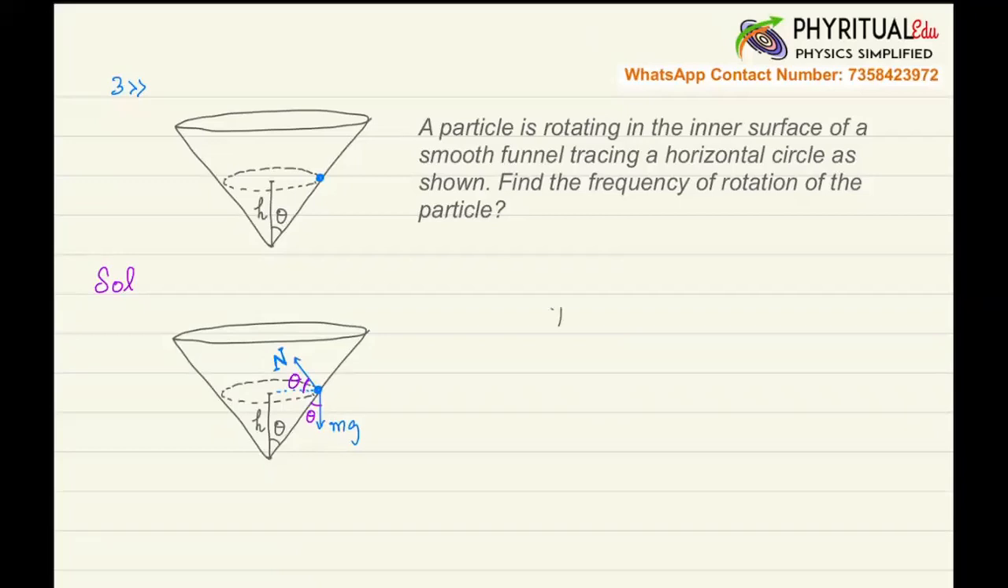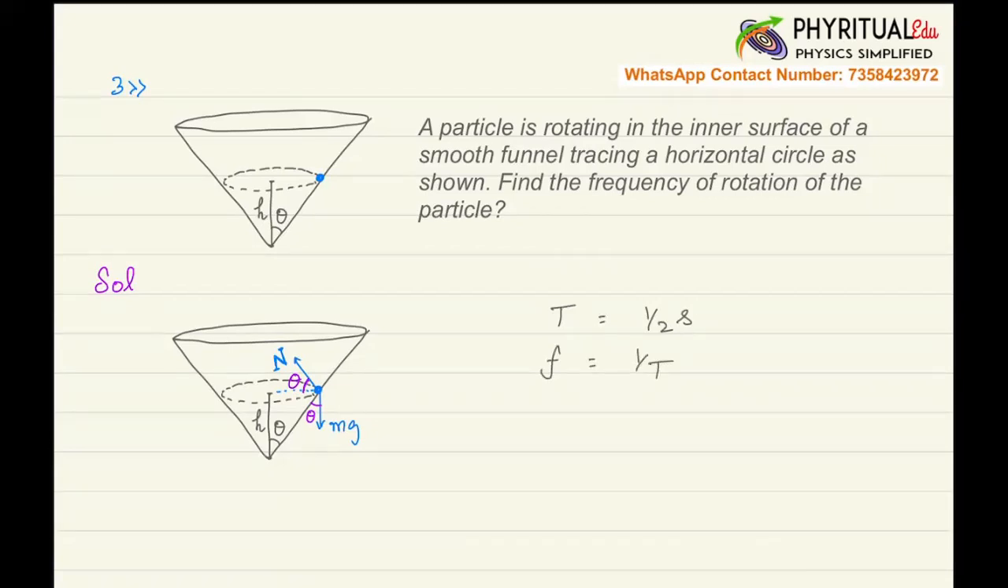So suppose the time period of the circle is half a second. It means that every half a second this particle will complete one circle, and in 1 second it will complete two circles. So the number of circles completed in 1 second is going to be the frequency, or in other words, we can say that frequency will be equal to 1 by time period.